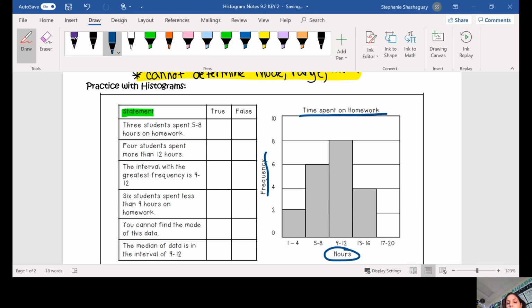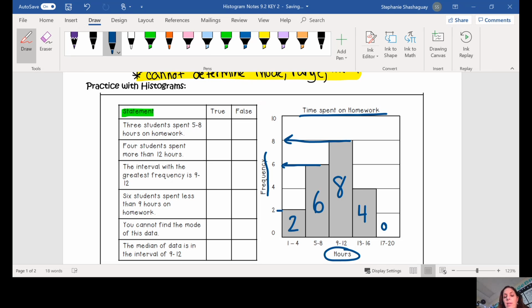So how many students spent 1 to 4 hours on homework? I look over at my bar graph and go straight across, and I'm at 2. So 2 students spent 1 to 4 hours. How many students spent 5 to 8 hours? We go up to the top of our bar, and we see it's 6. For 9 to 12 hours, we look straight across and see 8. For 13 to 16 hours, we see 4. And how many students spent 17 to 20 hours on homework? That would be 0.